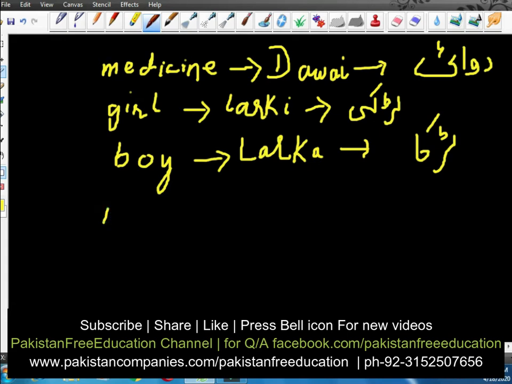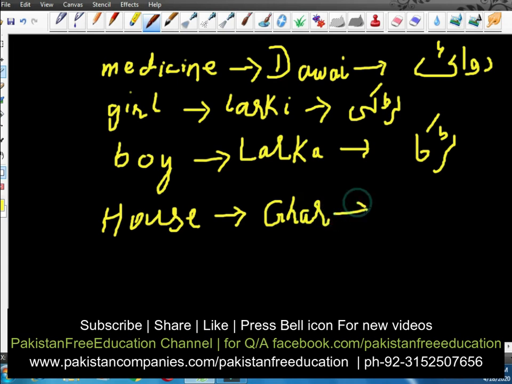And the other word is house. House is called in Urdu ghar. G-H-A-R, ghar. And it is written like this. Ra, he, re. G is written like this.